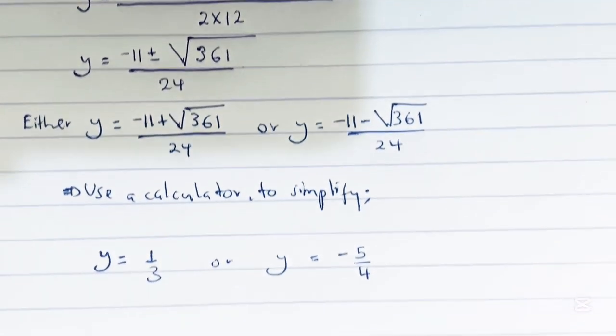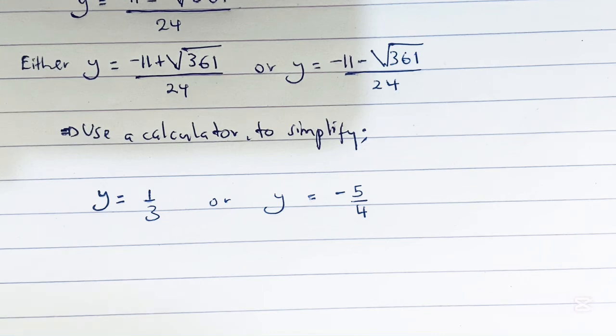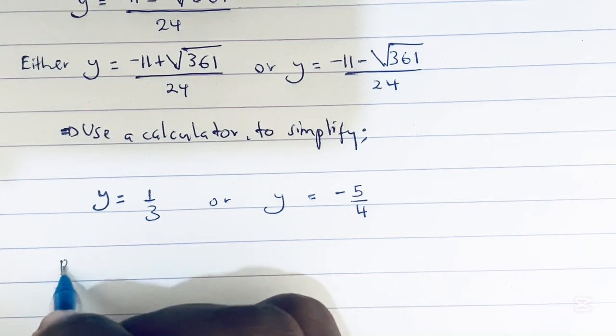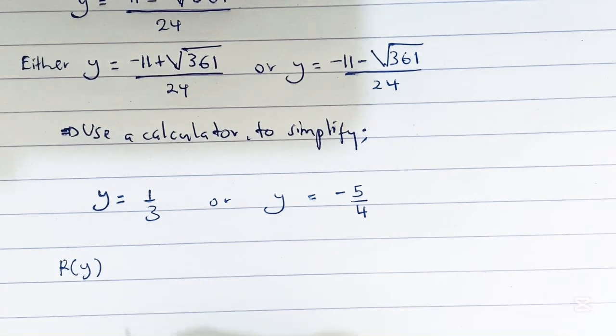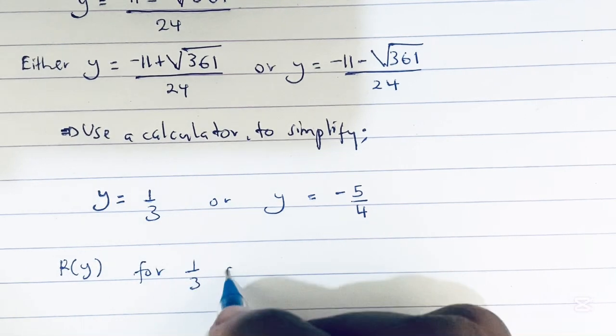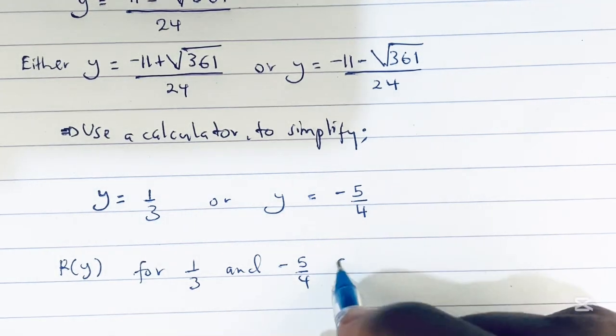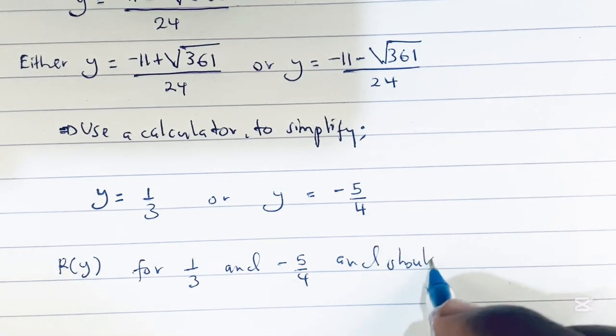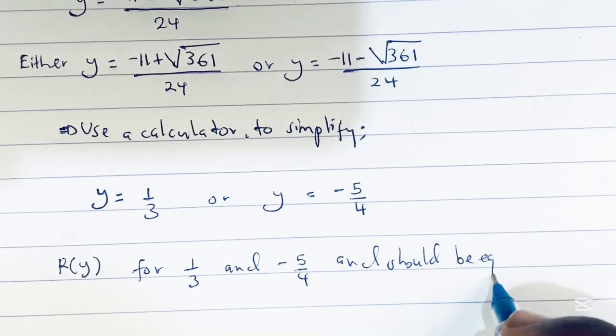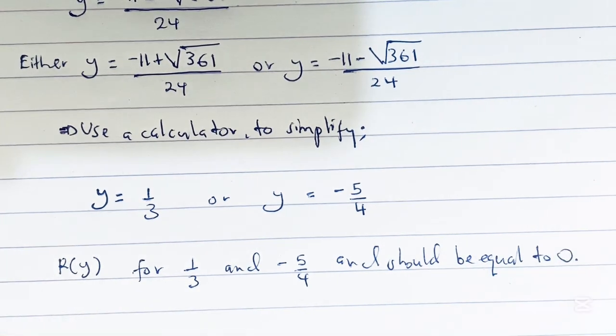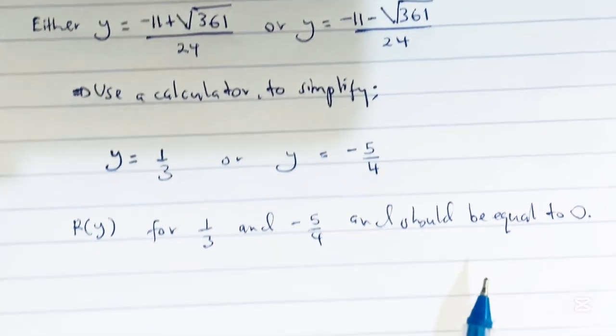So you can verify these answers by getting r of y for 1 over 3 and negative 5 over 4, and it should be equal to 0. That is, when you substitute a third into r of y, it should give you 0, and negative 5 over 4 should also give you 0.